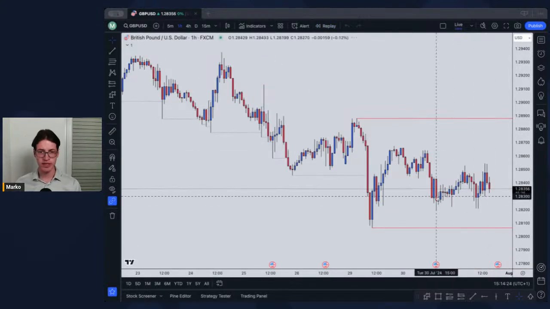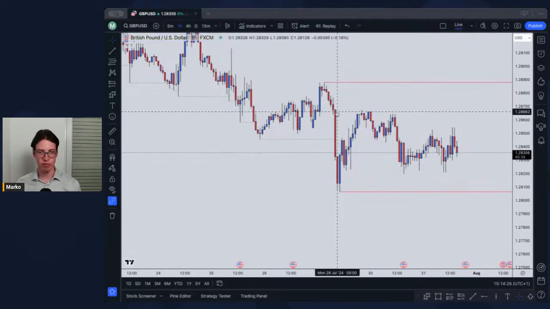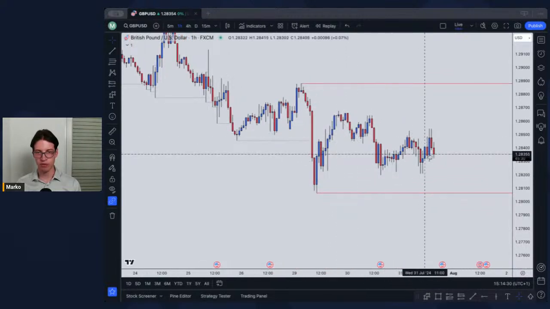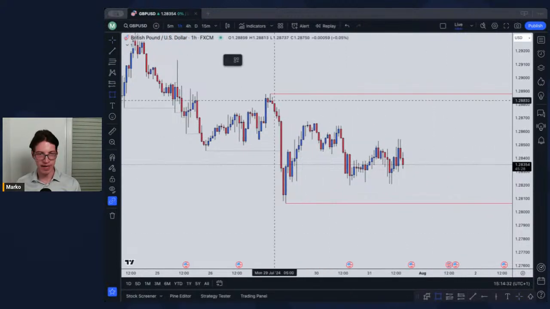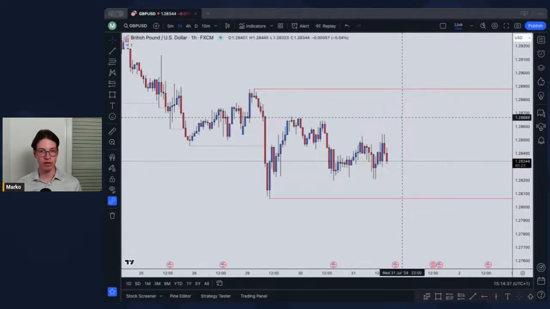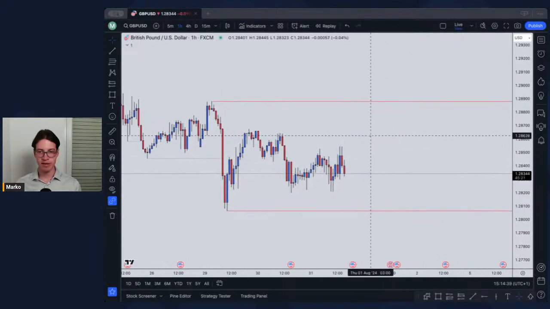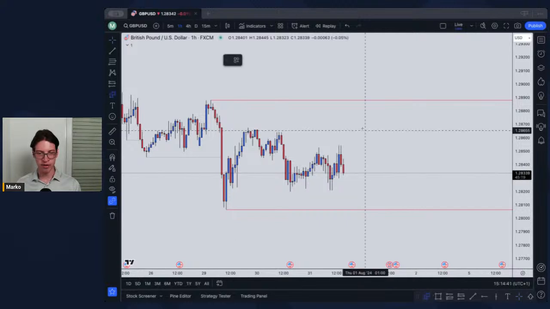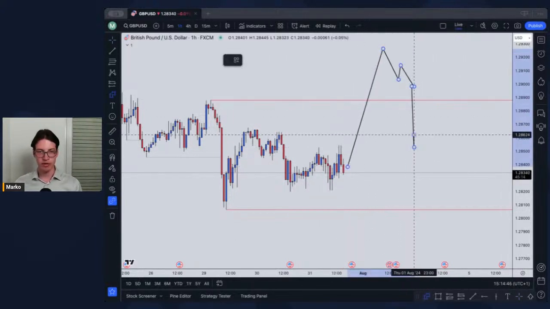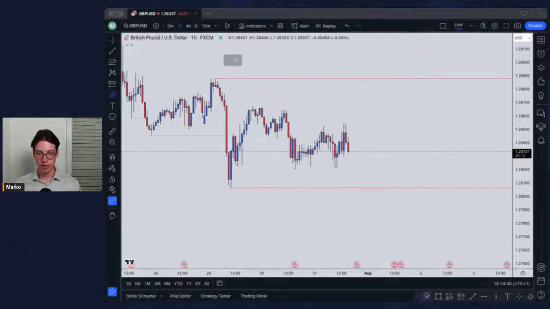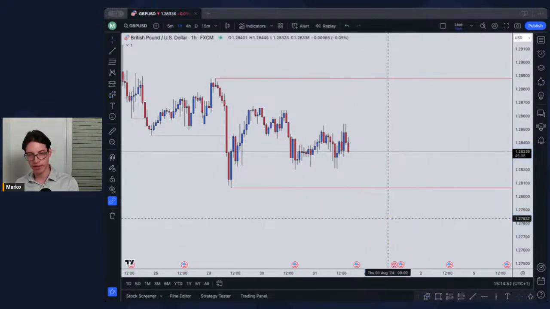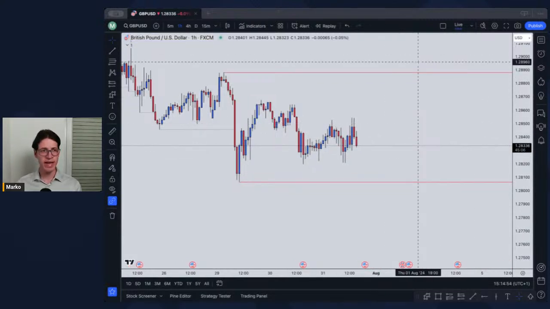Instead, price decided to just range around, break the low, and then reject, and then continue ranging around. So very flat right here. Very range bound, definitely not on the watch list. I'm simply looking for a large push up or a large push down like this. So I'm just searching for momentum up or momentum down. And that's it for the pound.